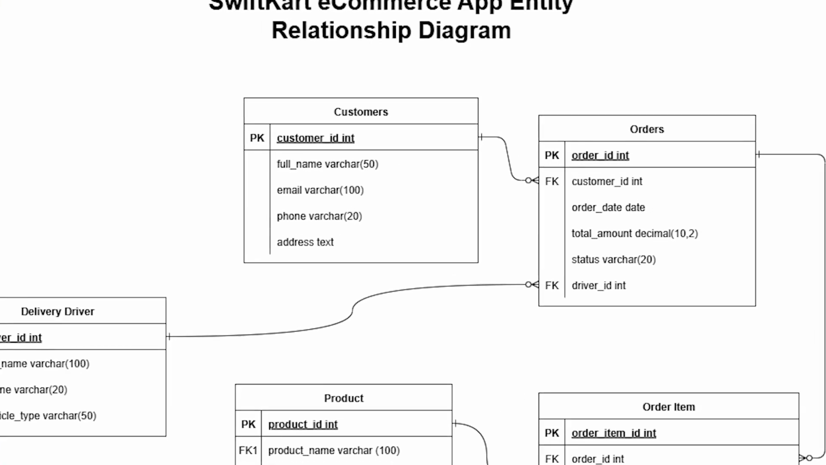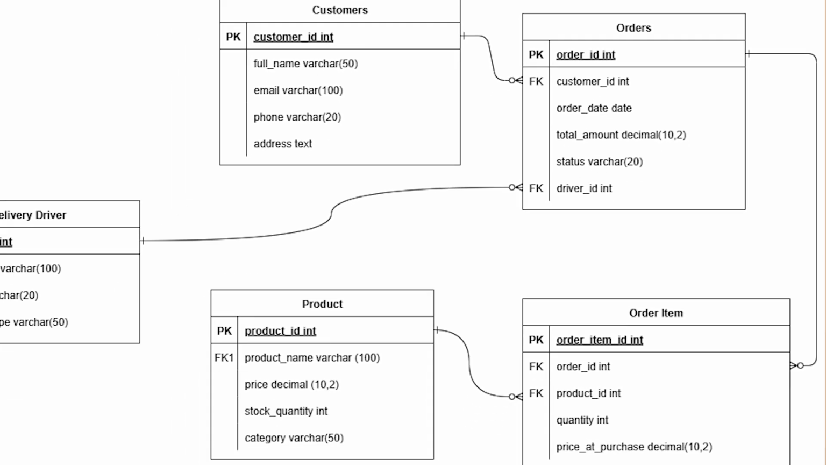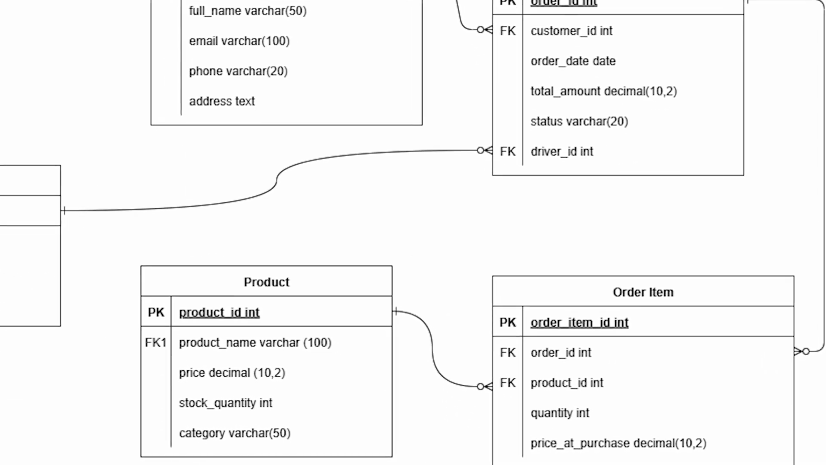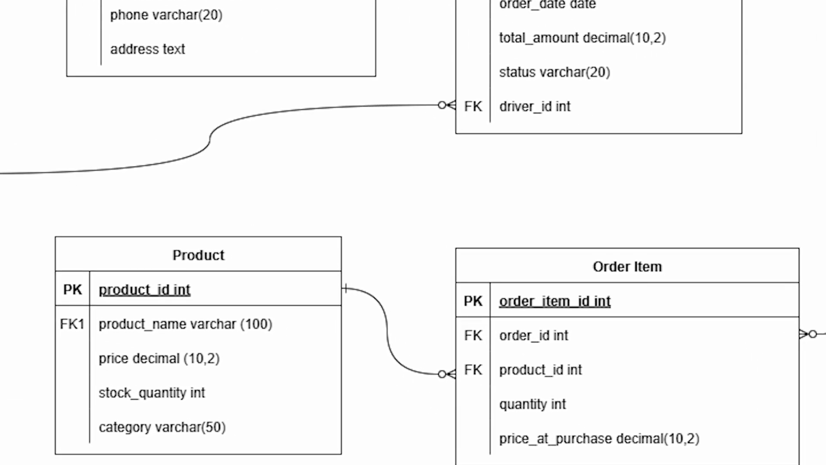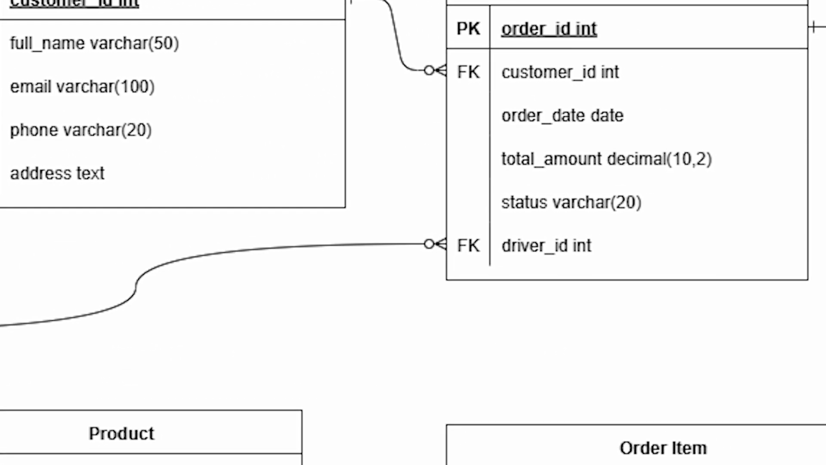A customer has many orders. An order has many order items. Each order item links to a product. A delivery driver is assigned to an order. That's just at an overview level. Obviously, for you to properly understand that, you would want to know more about entity relationship diagrams. That way you would be able to read them and understand what exactly they're saying.